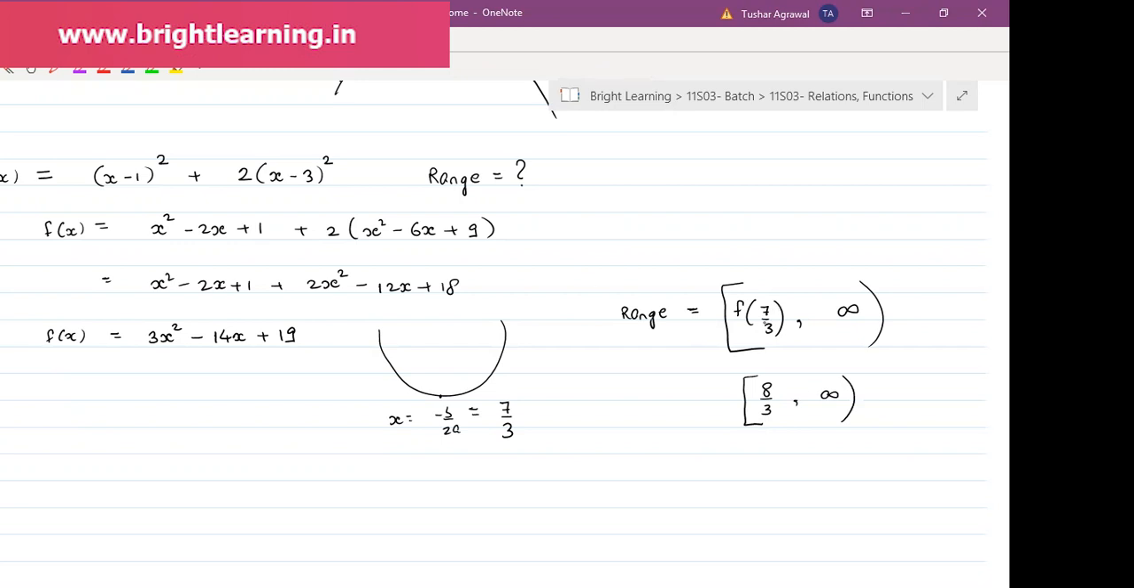Pujita, is the 7 upon 3 correct? X equal to 7 upon 3. At that point, the quadratic expression will have its minimum value. Whether this is correct, Pujita? Tell me, answer me this question. Sir, correct only, sir. Yes, sir. So just substitute here 3 into (7 by 3) whole square minus 14 into 7 by 3 plus 19. Just substitute here and then check. Yes, which is coming up as 8 by 3.